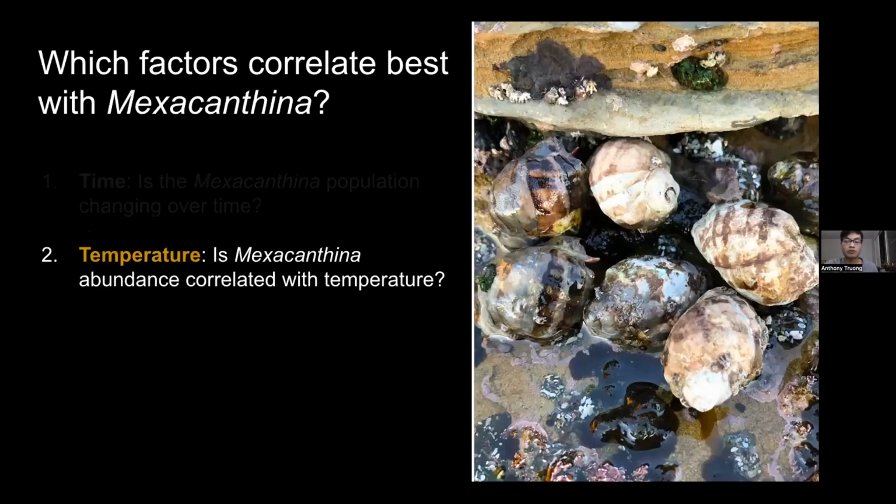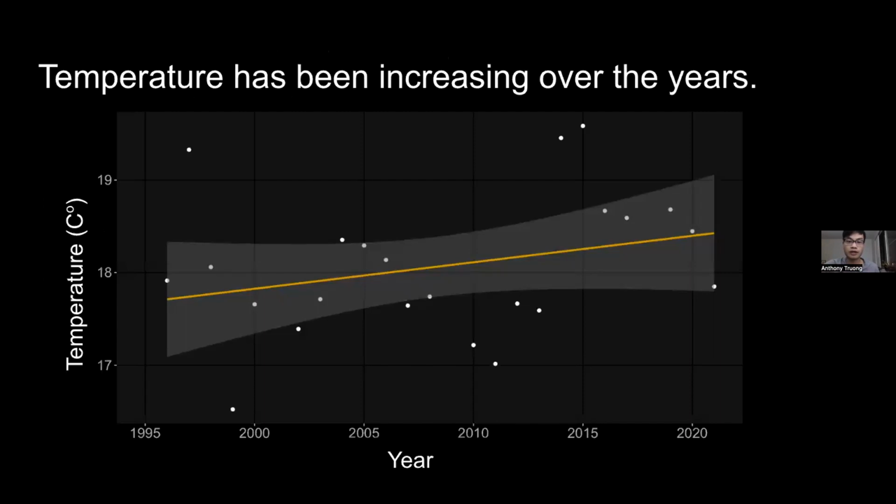Now we would like to know if any of that pattern is at all correlated with temperature. So what I have here is I've generated the average sea surface temperature collected from buoys off of Scripps Pier over time. And as we can see, there has been a steady increase in the average sea surface temperature.